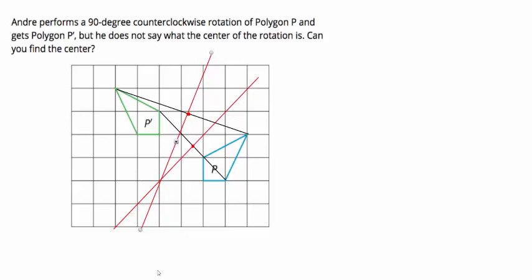So I have my perpendicular line here, perpendicular line here, and when these two lines intersect, that will be my center of rotation. So I can see that right here is where those two lines intersect, and that is the center of rotation. Okay.